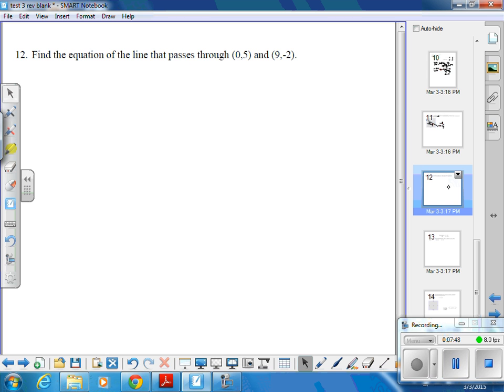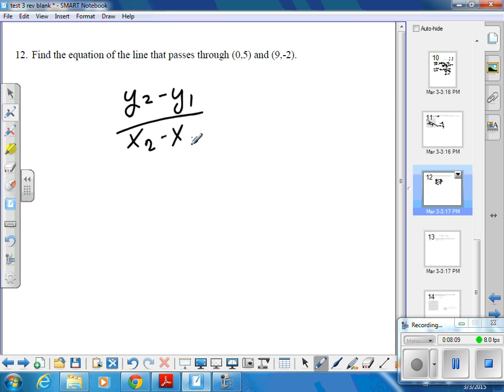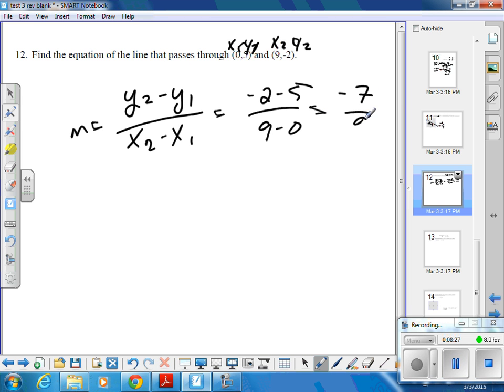Okay. Number 12 says find the equation of a line that passes through these 2 points. This is a 2-step process. I need to go ahead and do the slope formula, and then I need to go ahead and do slope intercept, or point slope to get it in the slope intercept. So find my slope formula first things first, okay? And it's equal to this. x1, y1, whoops, that's a 1, x2, y2, okay? So this ends up being negative 2 minus 5 over 9 minus 0. Negative 2 minus 5 ends up with negative 7 over 9. Don't worry that that's not a really pretty fraction, okay? It's going to be all right.